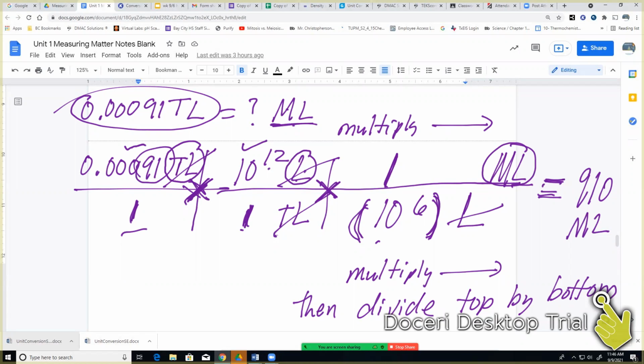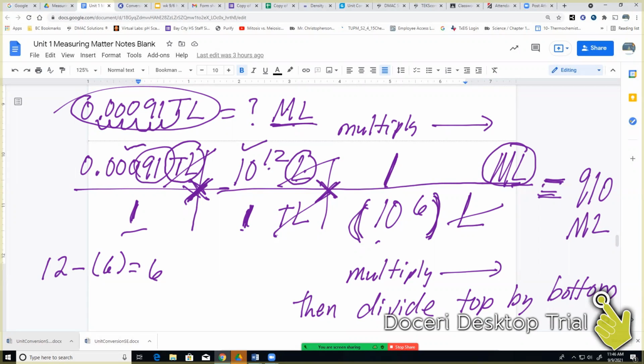Now, if we did it the other way, let's see if it would also work the other way. Tetraliters is 12 minus megaliters is 6. That tells me I need to go 6 places. 1, 2, 3, 4, 5, and then we added on that 0. So we did go 6 places. So it works either way.